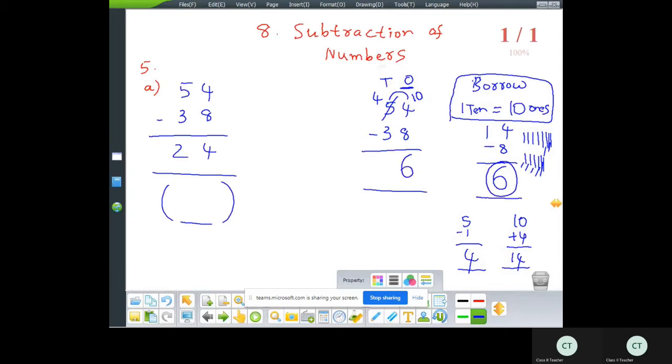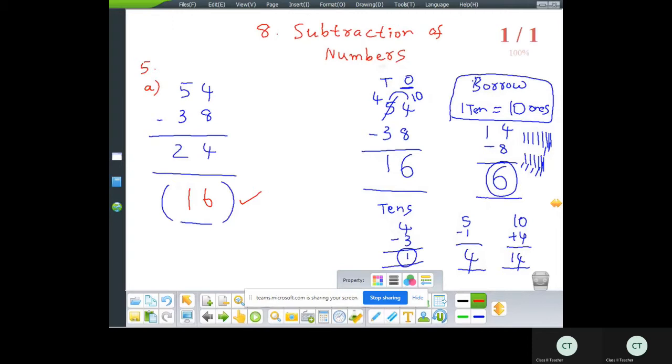Now subtraction on 10. 4 minus 3, 1. This answer 1 write in tens place. 54 minus 38 is 16. Yes. This is the correct answer.